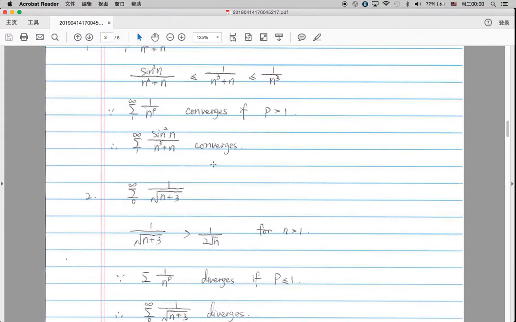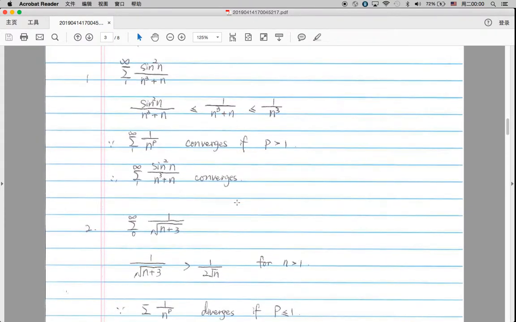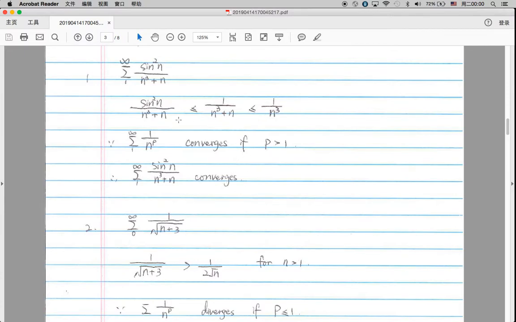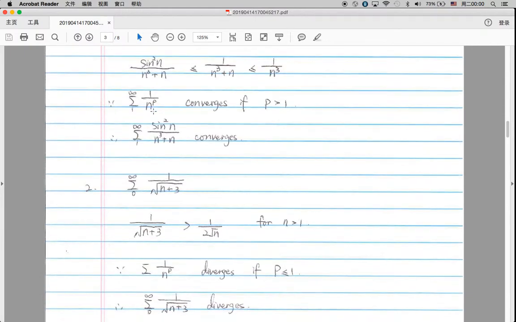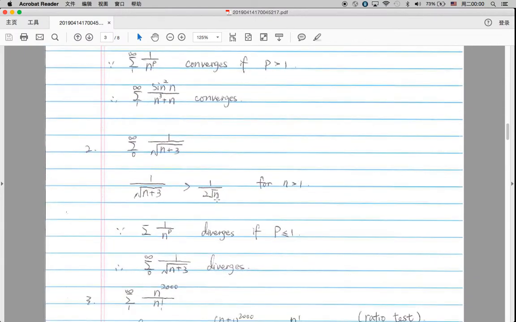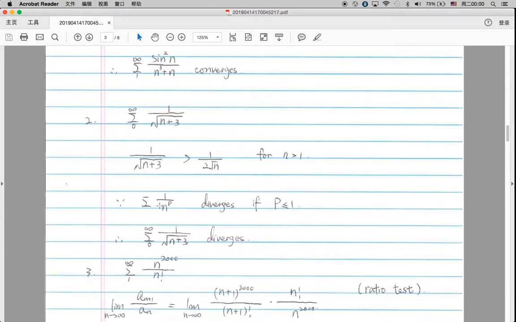So as you can see, using this property for the first two examples, if the greater one is converging, then the smaller one is also converging. But if the smaller one is diverging, then the greater one will also be diverging.